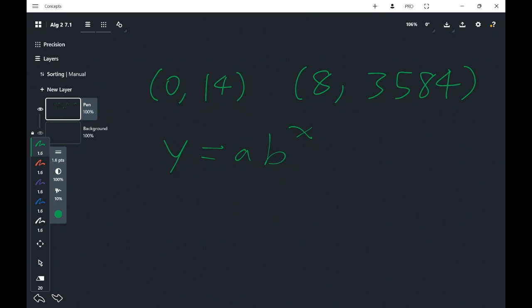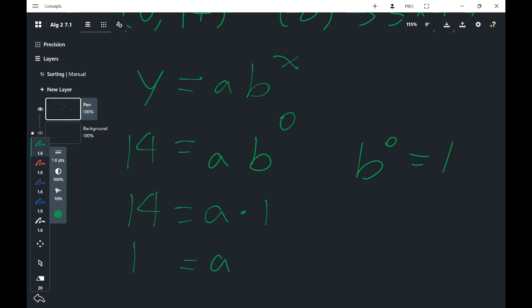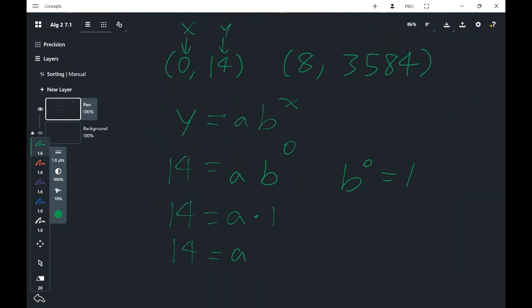Now, what I'm going to recommend we do is if we have an x value of 0 like we do here, let's use that first. So we have x and y, so I'm going to replace my y with 14. I'm going to keep a, I'm going to keep b, and I'm going to replace the x with a 0. Now, if we recall our exponent rules, b to the power of 0, or really anything to the power of 0, is just 1. So this is really 14 equals a times 1. And that means a is equal to 14. So this makes our job of finding a really easy.